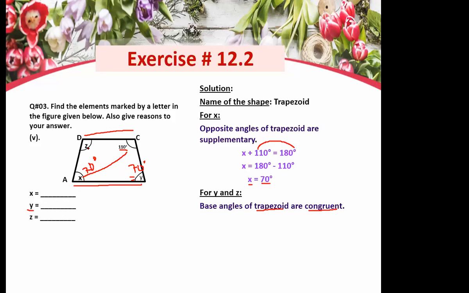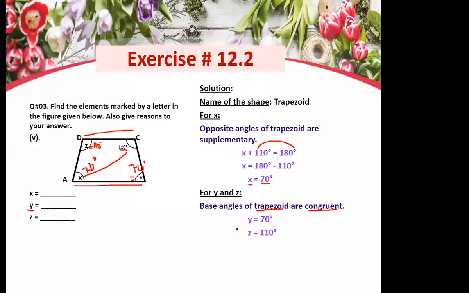Similarly, the base angle here of z is 110 degrees, so z will also equal 110 degrees, meaning base angles of a trapezoid are congruent. Okay, y equals 70 degrees and z equals 110 degrees. Clear? Base angles. Yes, Marusha, you are giving the right answer. Yes, all of you are giving the right answer.